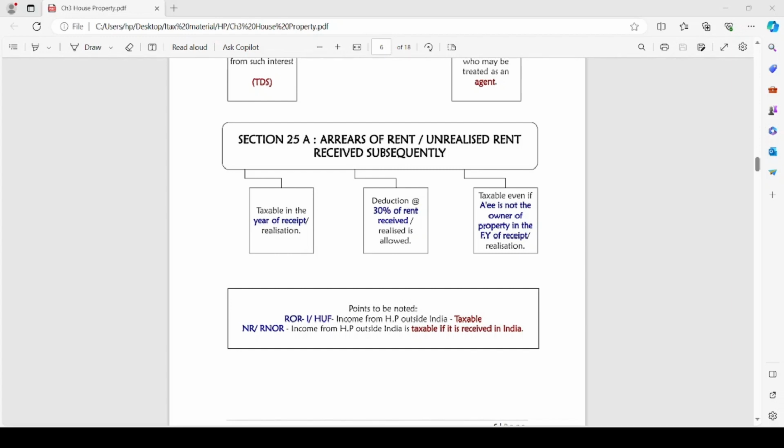If it is received in India, though the house property is located outside India, it will be taxable for NR or RNOR. If the house property is situated outside India and the rental income is not received in India, it is not taxable for NR or RNOR.